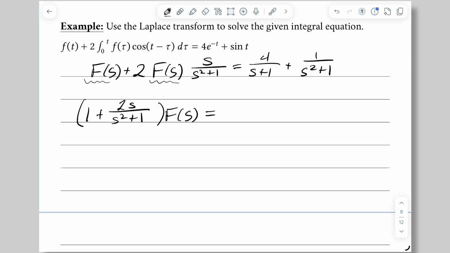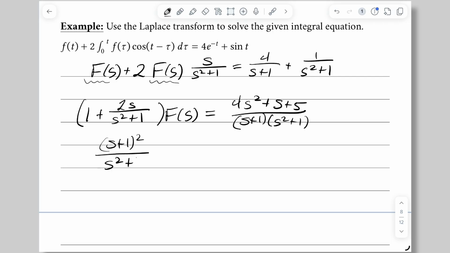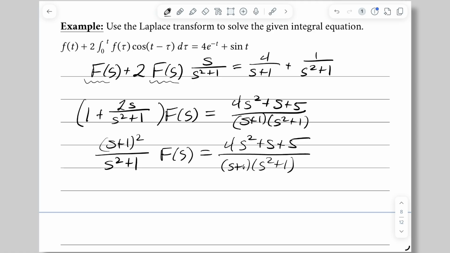On the right-hand side, we're going to get common denominators. That's going to look like 4s squared plus s plus 5 divided by s plus 1 times the quantity of s squared plus 1. Getting common denominators for the factor multiplied by F of s on the left-hand side means multiplying 1 by s squared plus 1 over s squared plus 1. You'll note that means we're going to end up with s plus 1 the quantity squared over s squared plus 1 times F of s is equal to that 4s squared plus s plus 5 divided by s plus 1 times s squared plus 1 on the right-hand side.